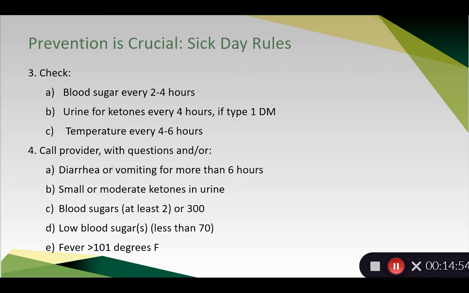They should also call if they have small or moderate ketones in the urine and they have type 1 and are checking those, if their blood sugars are greater than 300 on at least 2 occasions, if their blood sugars are less than 70, or if they have a fever of greater than 101 degrees Fahrenheit.